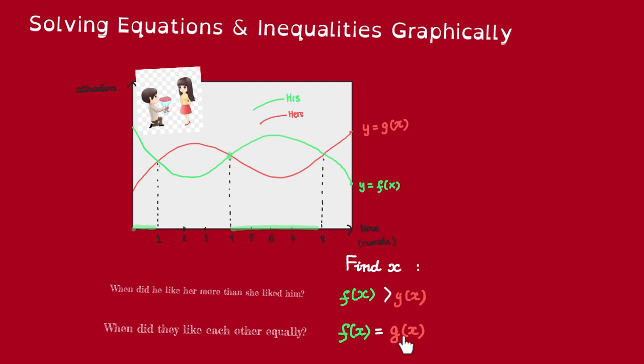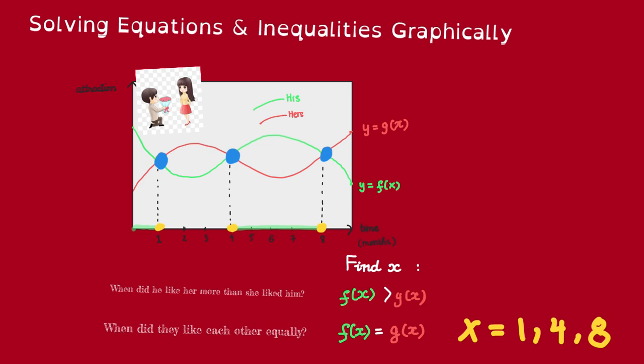Now, if I ask you to solve this equation to find all x such that f(x) is equal to g(x), what does that mean in English? Well, observe that x here denotes time, and this is asking when is his level of attraction towards her exactly equal to her level of attraction toward him. If you look at the graph, you see that happens during the first month, 4th month, and 8th month. So you'll say the solution to this is x equal to 1, 4, 8.